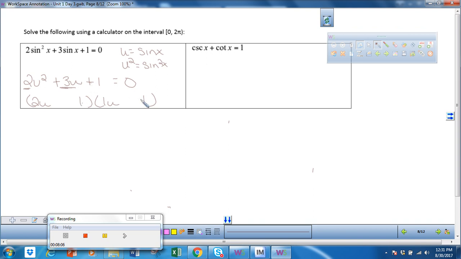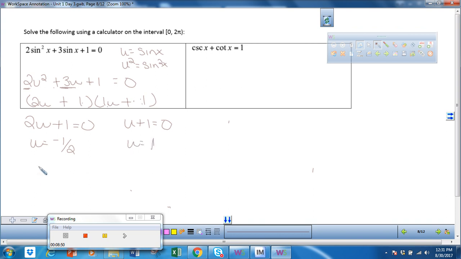We know that the 1 is positive, so either both of these values have to be positive or they're both negative. Because the 3 is also positive, I know that both of these values are positive. So when I guess and check, when I foil this out, I get 2u, and here I get 1u. So 2u plus 1u gives me the 3u in the middle. So I know I have factored this successfully. Now I can do 2u plus 1 equals 0, and u plus 1 equals 0. Well, I get u is equal to negative 1/2, and u is equal to negative 1.